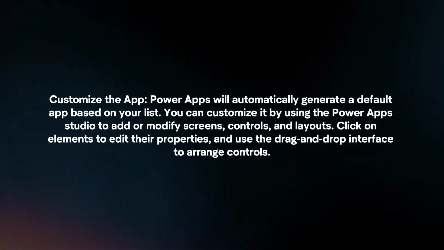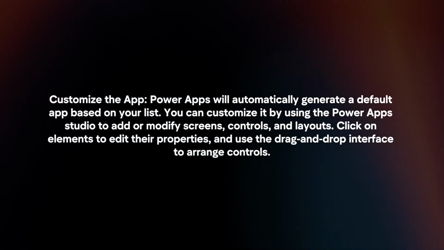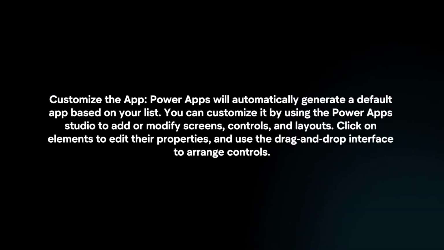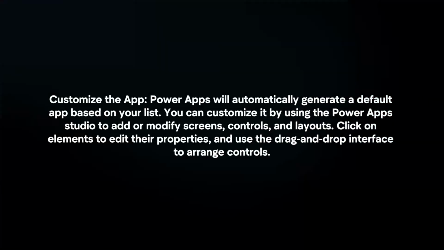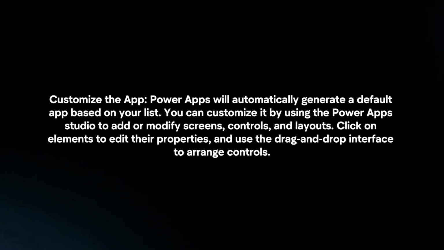You can customize it by using the Power App Studio to add or modify screens, controls, and layouts. Click on elements to edit their properties and use the drag and drop interface to arrange controls. Add functionality. Incorporate additional features like form submissions, data validations, and interactive elements using Power Apps formulas and functions.